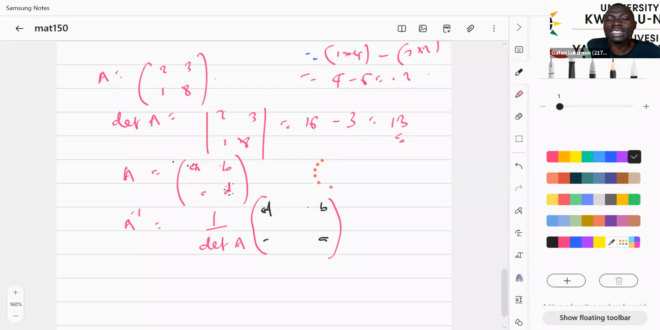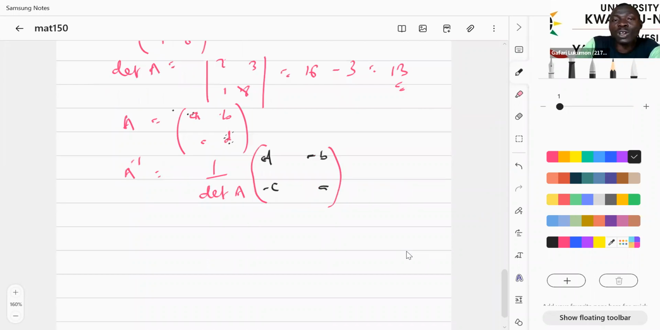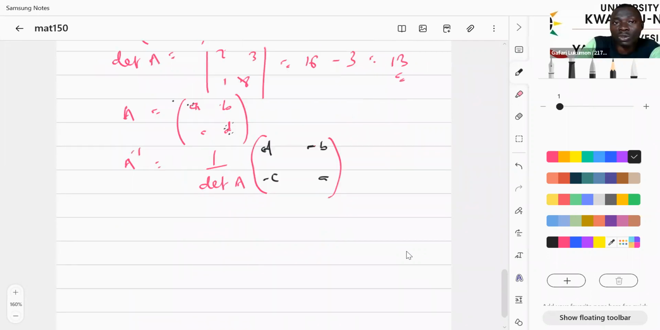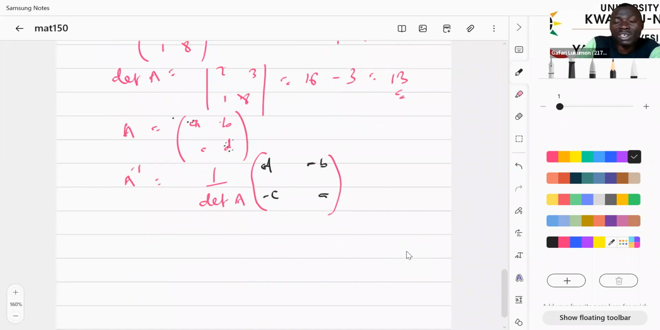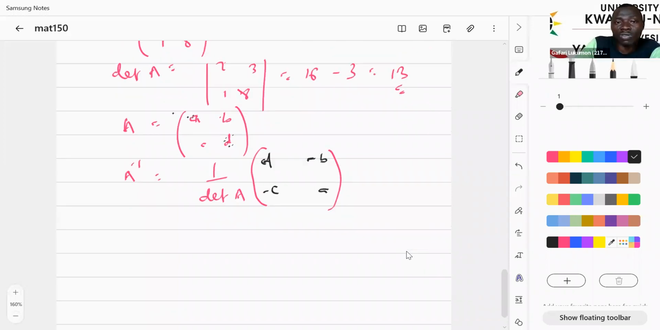This quicker method is only applicable for a 2 by 2 matrix. If you want to find the inverse of a 3 by 3 matrix, you have to use adjoint, but I don't think they teach you adjoint, so it means you use your row reduction method. But I want to teach you this so that when you come across it in your MCQ, you should be able to solve directly.